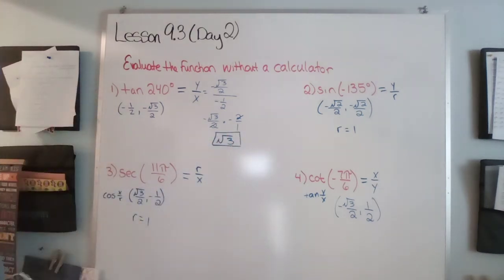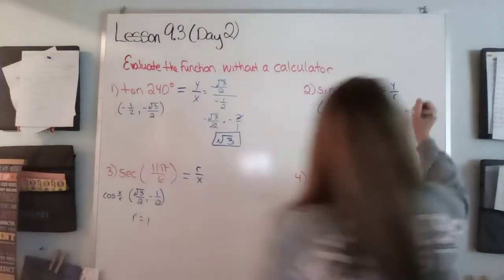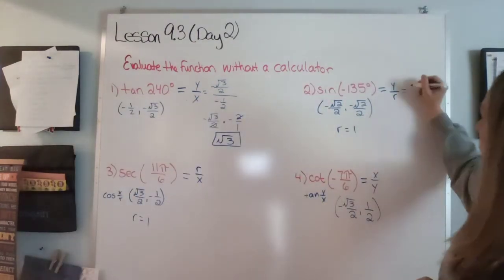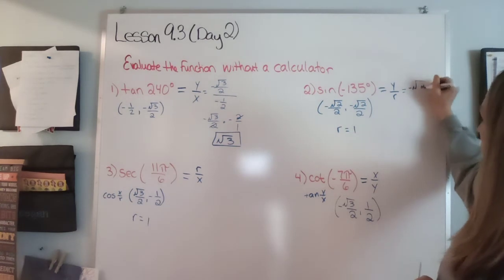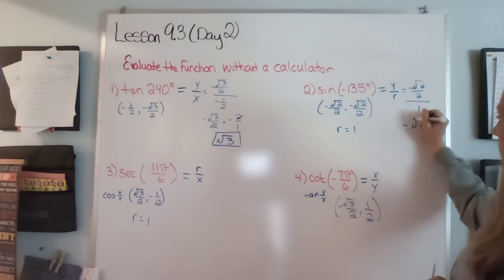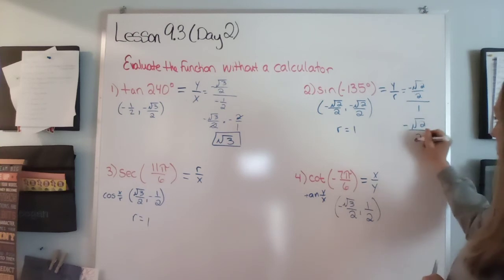For number 2, you're going to have y over r. So it's negative root 2 over 2 divided by 1, which is simply negative root 2 over 2.